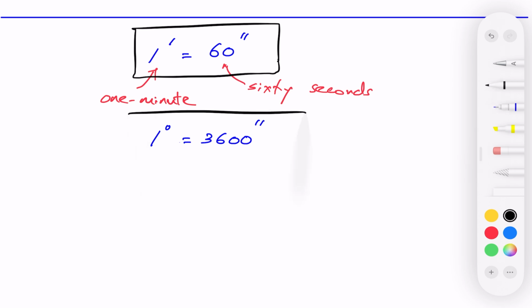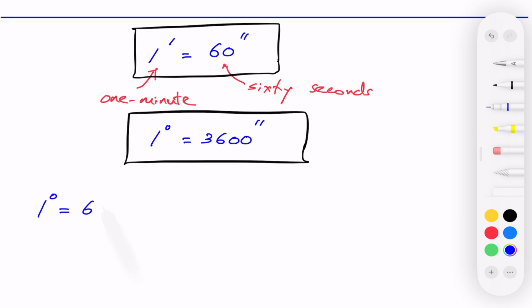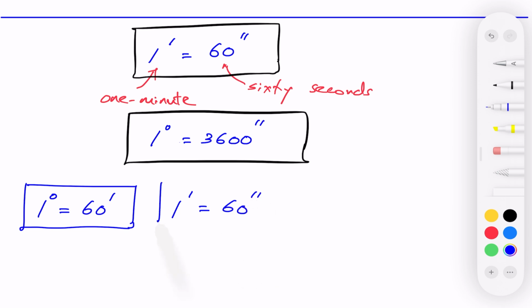Alright, so far today we have seen 3 equations. So what are those 3 equations? We said 1 degree is equal to 60 minutes. We said 1 minute is equal to 60 seconds. And then we said 1 degree is equal to 3600 seconds.